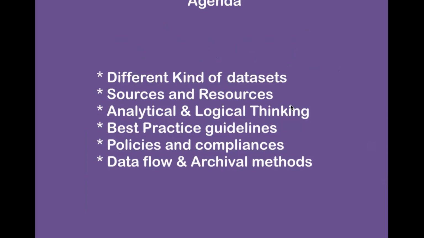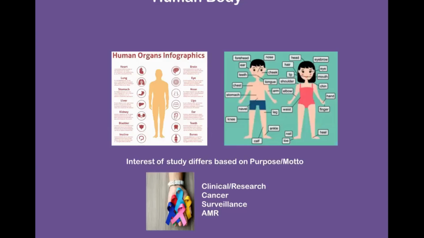So what are the things we are going to cover here? Different kinds of data sets. What kinds of data sets you currently have, even if you are not having any machines in hand, right? What are the sources and resources, and how does analytical and logical thinking go? What is meant by best practice guidelines? What are the policies or compliances, what do they mean, and why are they very important? And finally, we are going to see how the data flow and archival methods work, right? So first, let's see the data sets.